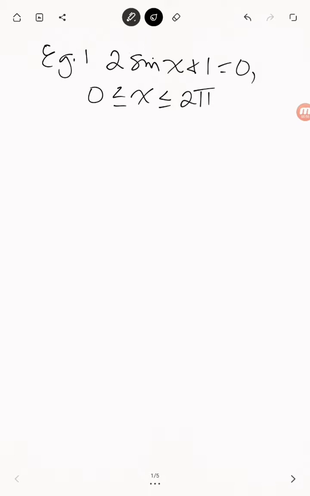Example 1 is going to be: solve 2 sine x plus 1 equals 0. And we need to solve this on a domain where x is between 0 and 2 pi. Okay? So when we're solving, sorry, I don't like this plus sign. I'm going to make it neater. There we go. It's a little bit better. It's a little tricky to write with this stylus, but I'm doing my best here.